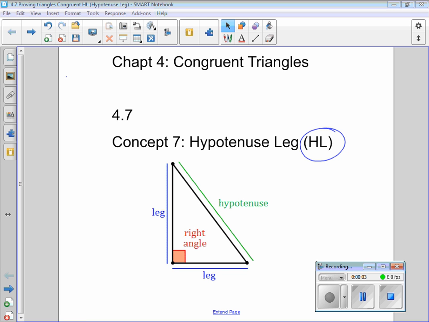Hey everybody, this is Mr. Munson and we're in Chapter 4, Congruent Triangles. So this is of course Concept 7. It's the last of the concepts we're working on. So this is called 4.7. In this concept we're looking at hypotenuse leg.